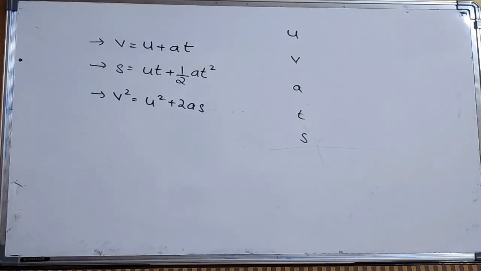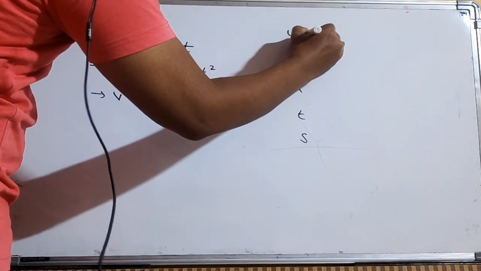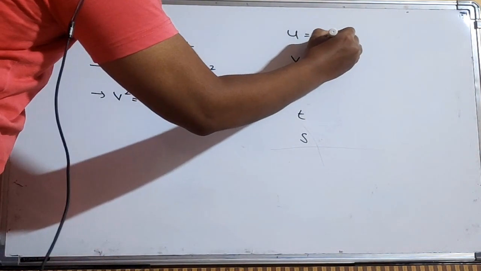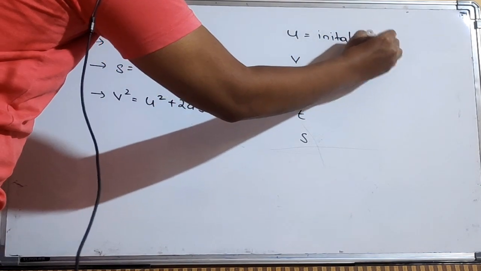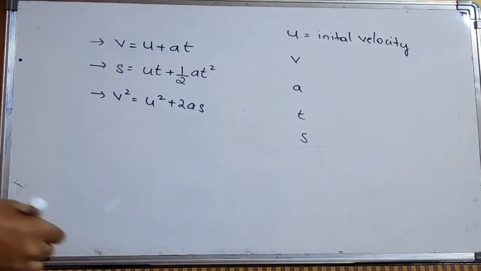Now, what is u? u is the initial velocity of the object, which means the velocity when the object is at the start position. It can be anything. It can be 0, it can be 4 meters per second, it can be 6 meters per second, it can be anything. This u means from what period of time you are starting to calculate or you are recording the velocity.